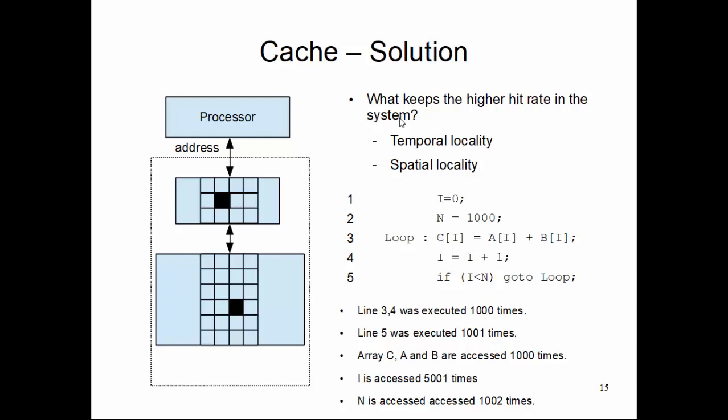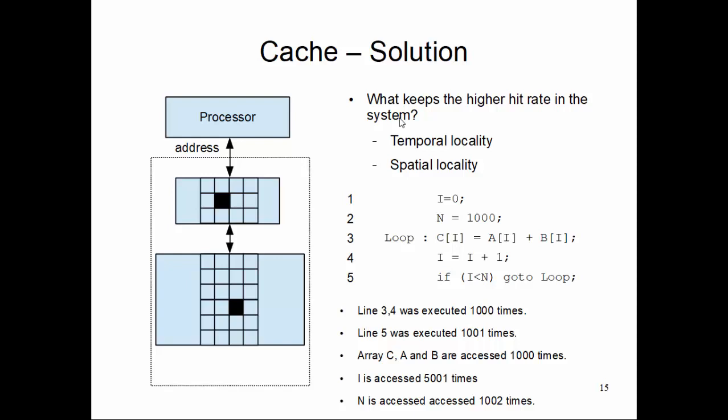So a block is a consecutive set of information, and we are kind of lucky that our software programs follow two types of locality. One is temporal locality and the other is spatial locality. Temporal locality is the property that if we access one piece of information at one point, then it is highly likely that soon we'll again access that same information.